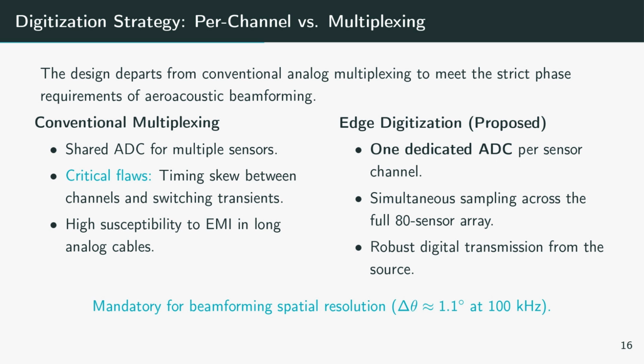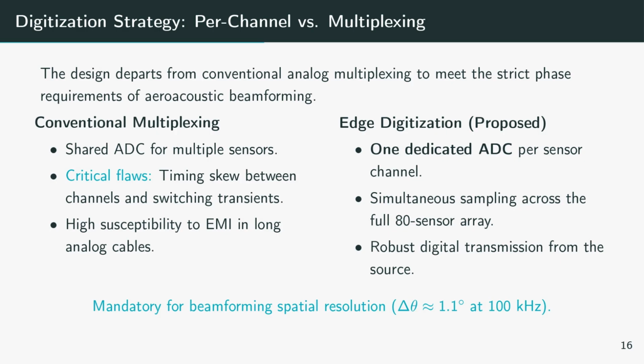The most important decision in our architecture was moving away from traditional multiplexing. Usually, many sensors share one converter, but this creates timing delays and interference, which is a disaster for beamforming. Beamforming needs all sensors to be perfectly synchronized to calculate where the sound is coming from.